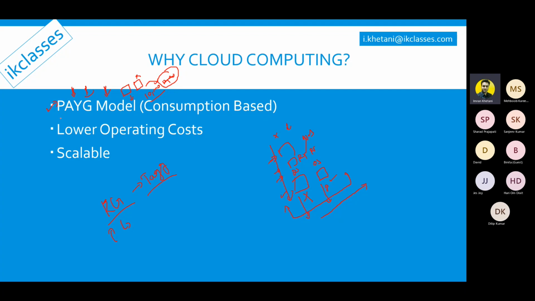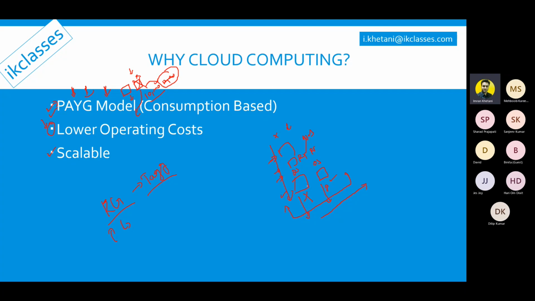Coming back to the topic, it's a pay-as-you-go model, so it will automatically lower your operating costs. How is it lowering my operating cost? Because if I don't need it, I just decommission it, so automatically I'll have to pay less. And it's scalable. As per your need, you can add instances, and as per your need, you can decrease the number of instances.